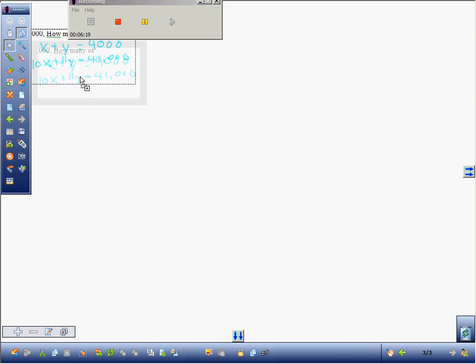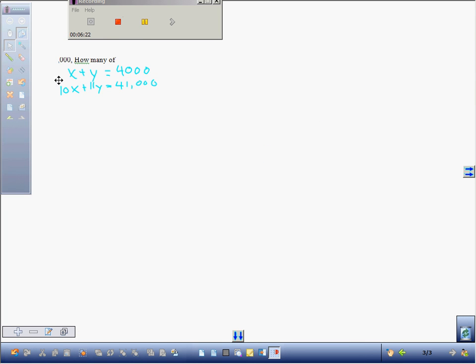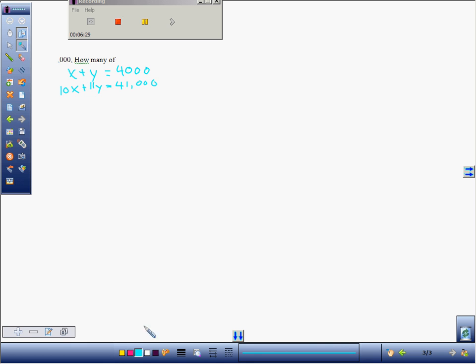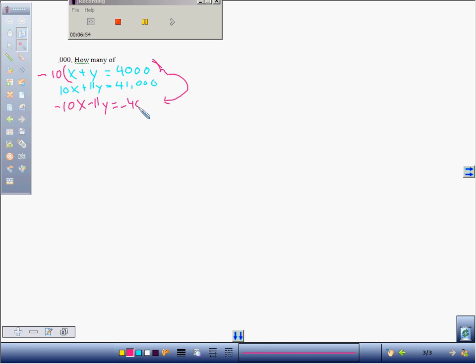So here's my equation. What could I multiply this top equation by to get rid of one of the variables? Yeah, multiply by either 11 or negative 10. So I'm going to multiply this top one by negative 10. Okay? And when I multiply everything by negative 10, that equation becomes negative 10x minus 11y equals negative 40,000. Is that right?